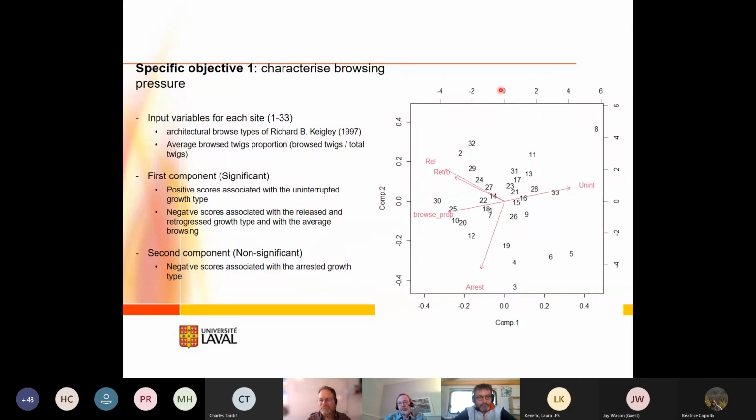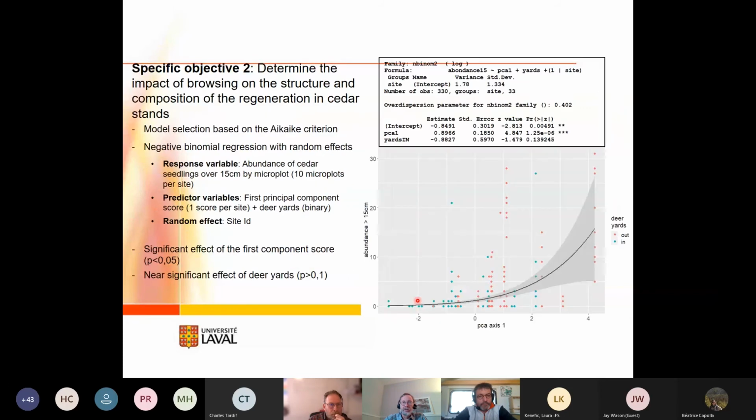And we use what we call the principal component analysis to sum up all these architectural types and also adding the proportion of browsing on the seedling. And you see here there was an axis where to the right of the axis we had the normal growth, and to the left of the axis we have all the severely browsed seedlings. And we use that in a regression to try to predict or explain the abundance of seedlings over 15 centimeters. And two factors came out in the best models.